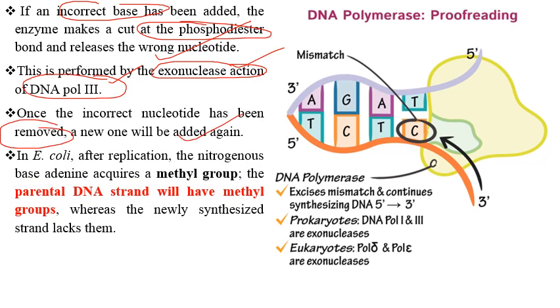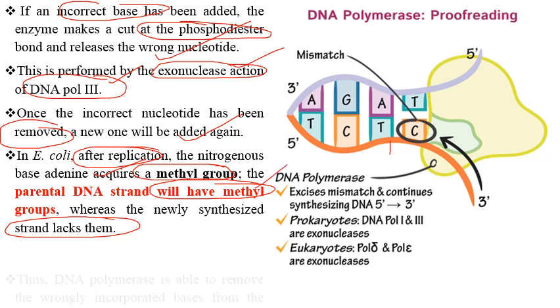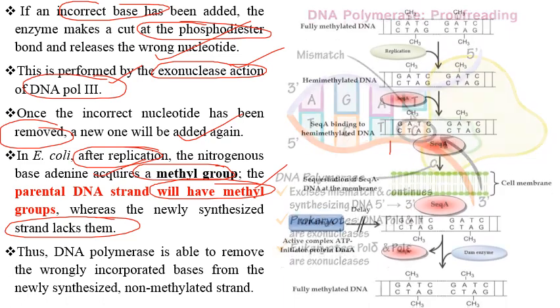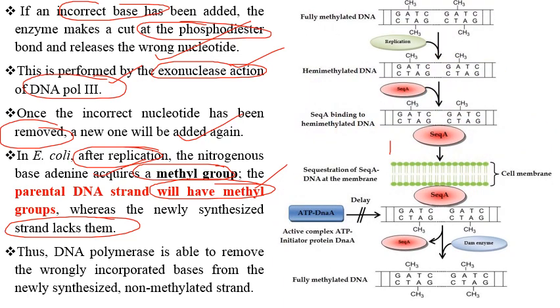In E. coli, after replication, the nitrogenous base adenine acquires a methyl group. The parental DNA strand will have methyl groups, whereas the newly synthesized strand lacks them. So the methyl group is present in the parental strand of DNA, while it is absent in the newly formed daughter strand. Thus DNA polymerase identifies the newly synthesized strand in which the methyl group is absent, while the parental strand contains methyl groups, in which adenine is methylated.